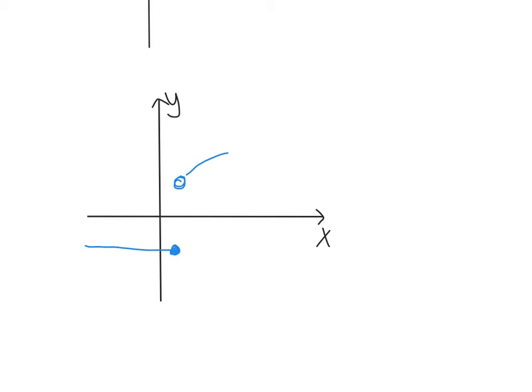The second type is what's called a removable discontinuity. So you have a hole somewhere in your function and you possibly even have a separate point corresponding to that hole. And then the third type of discontinuity is called an infinite discontinuity, and that's where you have a vertical asymptote for your function. So here's an example of a discontinuous function, and it's discontinuous for different reasons.